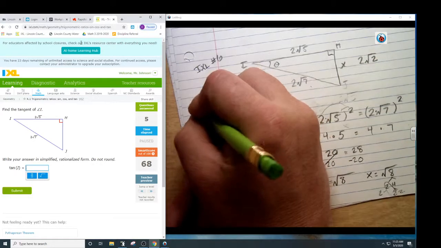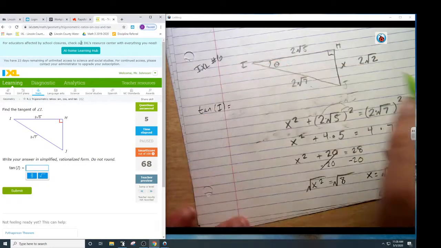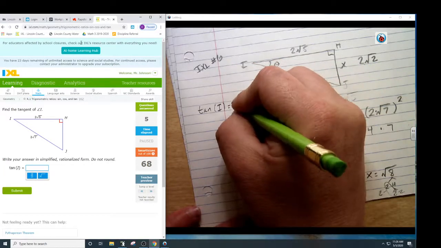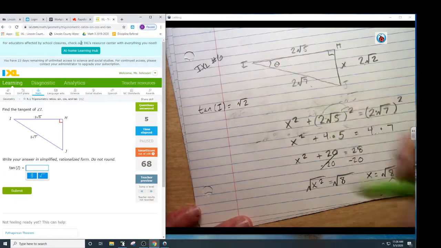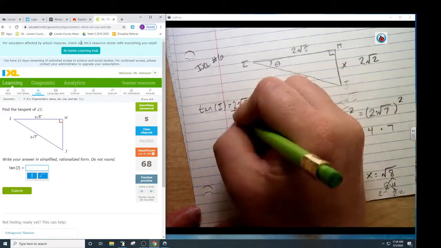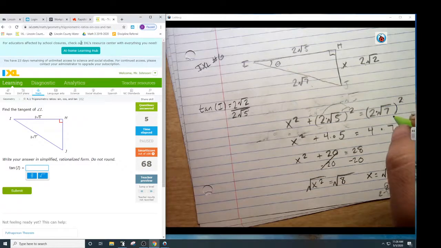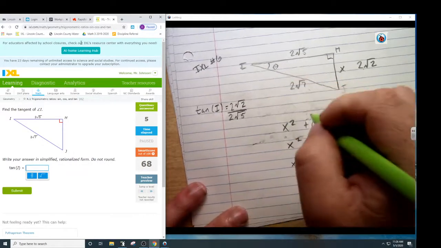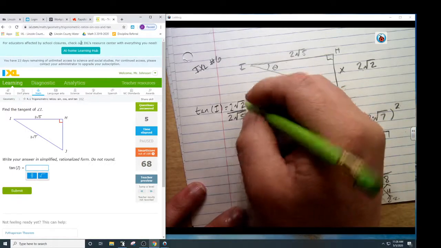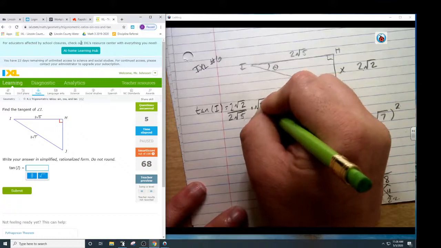So tan of I equals opposite over adjacent, which is 2 square root of 5. Now, let's go ahead and get our rationalized denominator here. To do that, we're going to take the square root of 5.